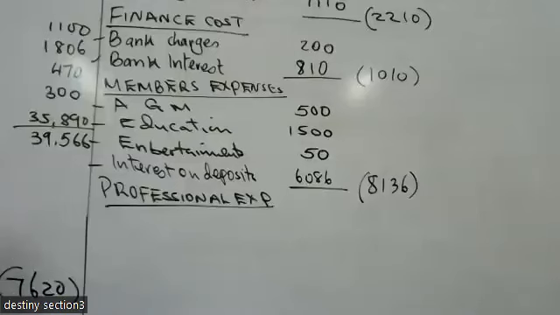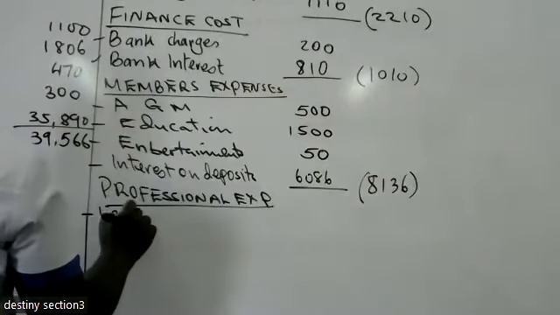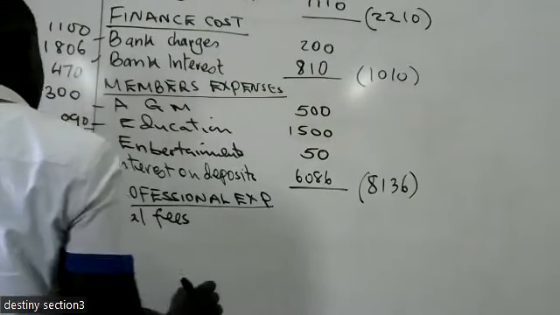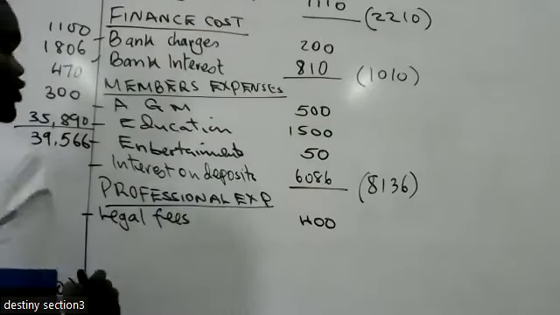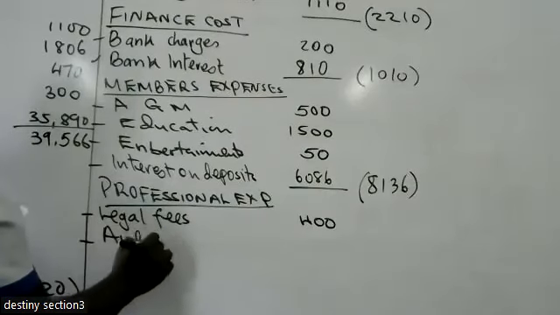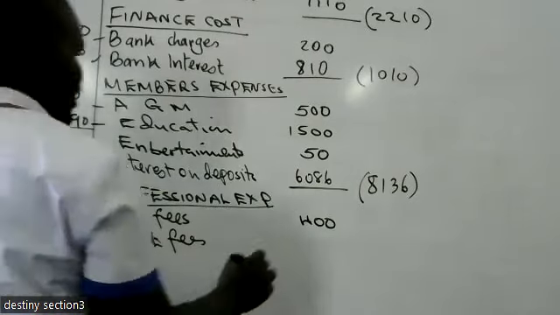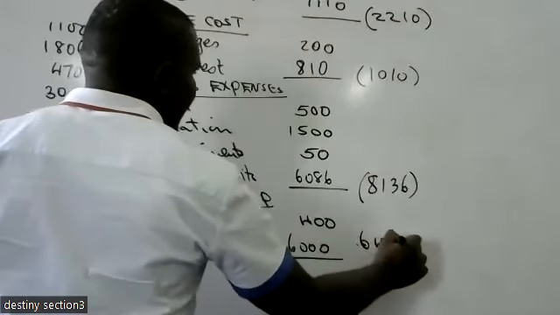So professional expenses, just bring legal fees. Legal fees is how much? 400. Audit fees, check note 3. So audit fees, note 3 is 6,000. So that is 6,400.